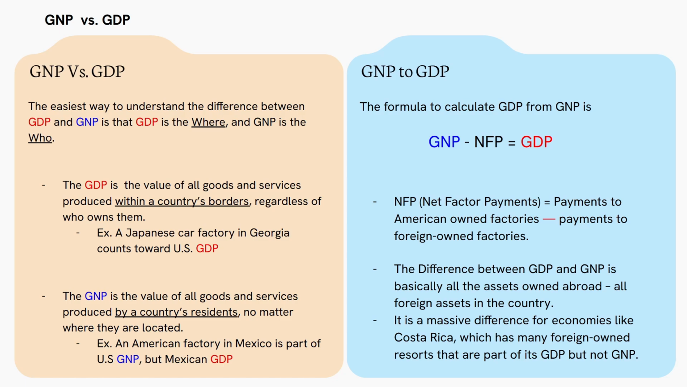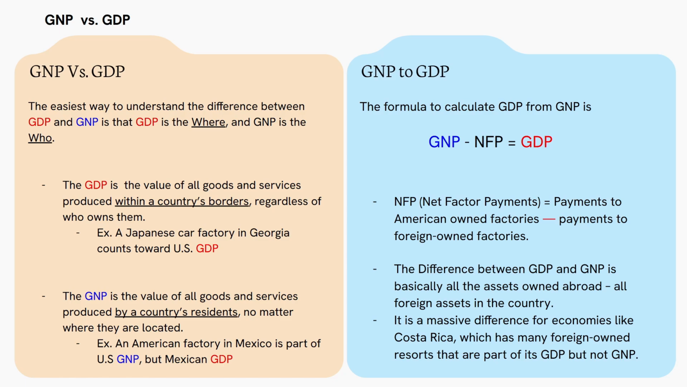And then GNP is the value of all goods and services produced by a country, no matter where they are located. So this means that everything that Americans own all around the world is part of its GNP. So America has a lot of factories in Mexico, and these would be part of the US GNP, but since they are physically in Mexico, they are part of the Mexican GDP. And so just remember that GDP is the where and GNP is the who.